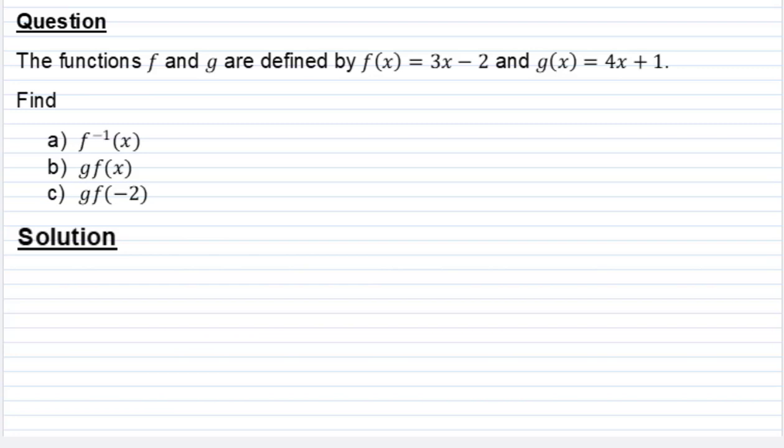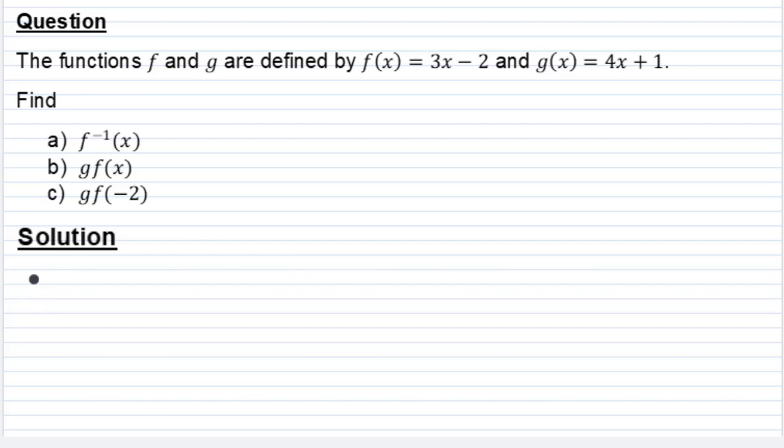So the question reads: the functions f and g are defined by f of x is equal to 3x minus 2 and g of x is equal to 4x plus 1. Find part A, f inverse of x. Part B, g of f of x. Part C, g of f of negative 2. So right away we can start working out this question.